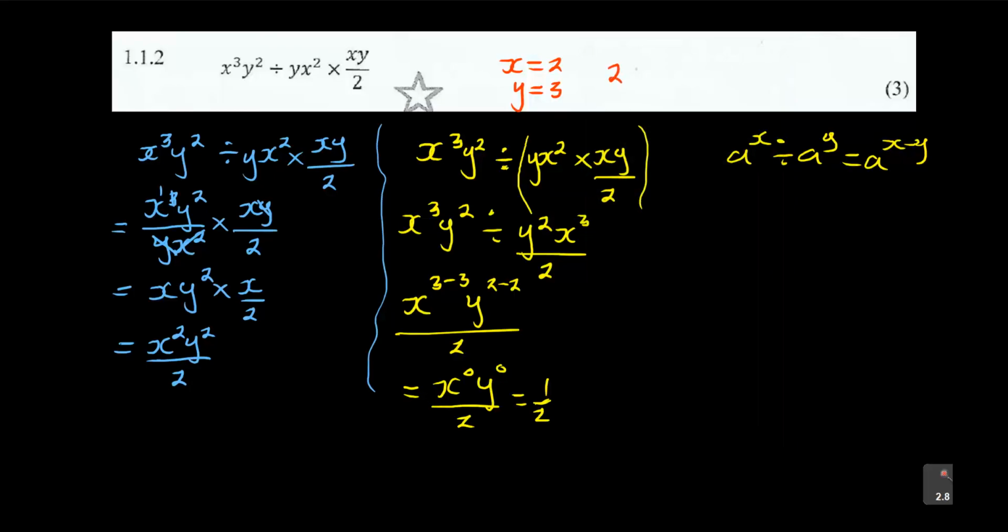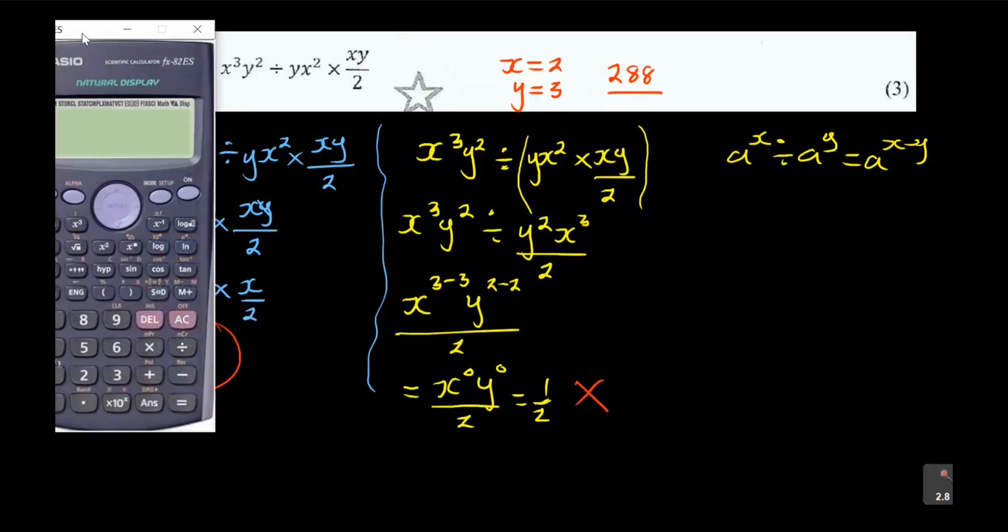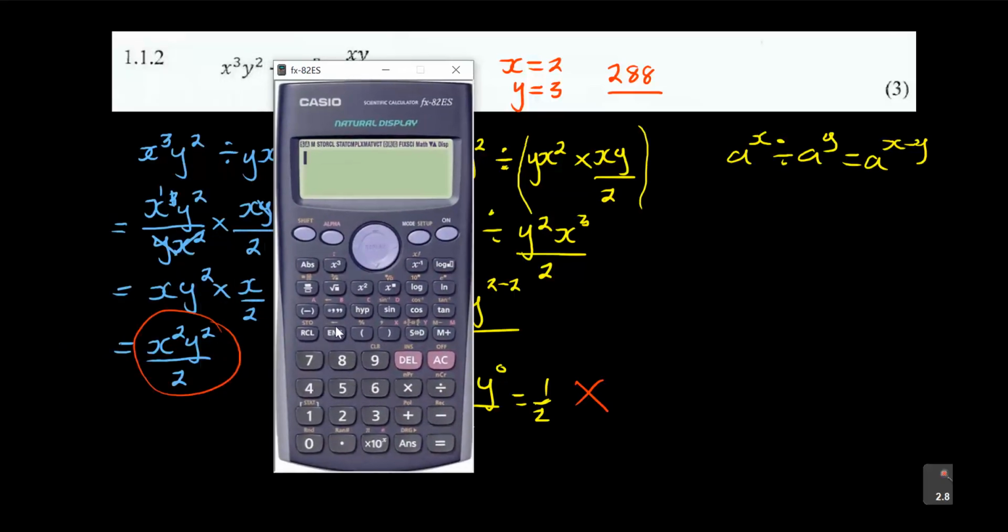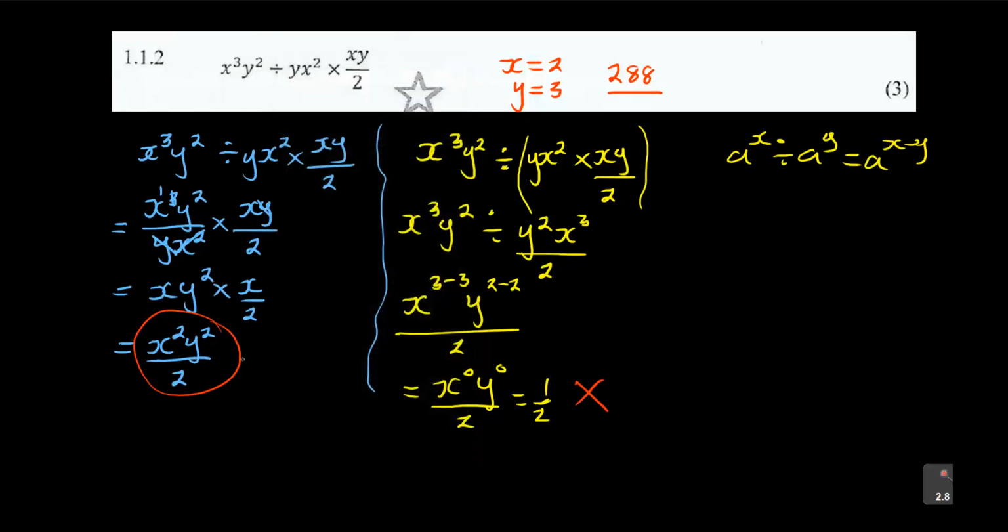So I'm getting 288, and this one shows that it's wrong now. I wanted to get 288 from that. If I get 288, it means my answer was correct. So 2 squared times 3 squared over 2, and you see it gave me 18. Which means this is wrong.